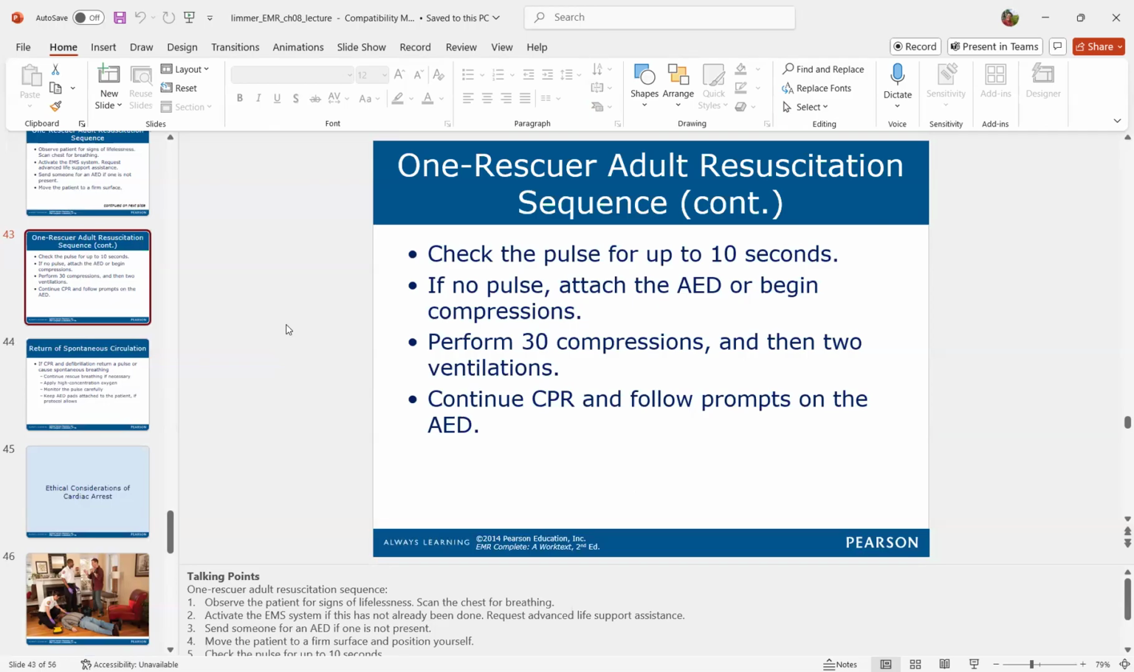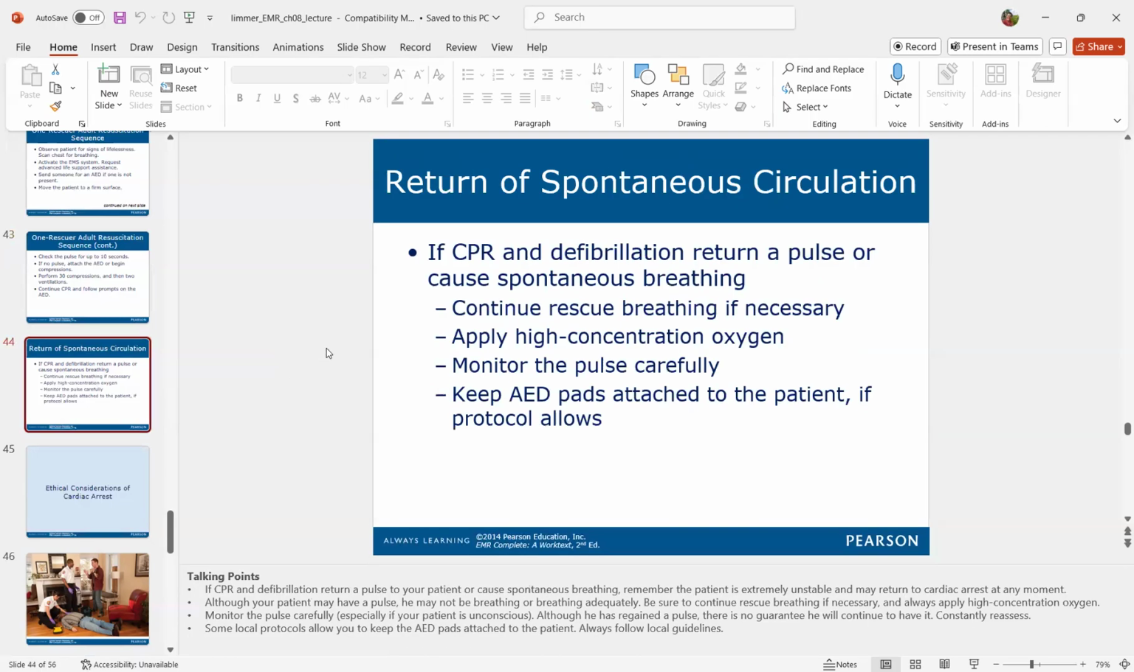If you have an AED, you can attach that. Then we're going to do our 30 compressions and 2 ventilations. And we're going to continue CPR and follow the prompts of the AED until help arrives. When the ambulance arrives, if CPR and defib return a pulse or cause spontaneous breathing, we might have to continue rescue breathing if appropriate or if necessary. So help them out a little bit.